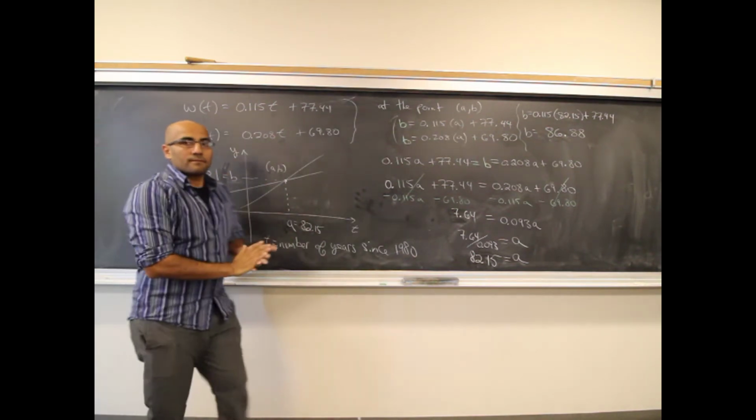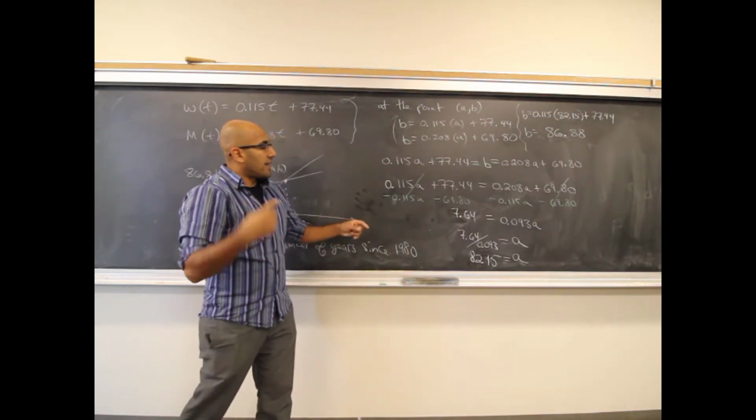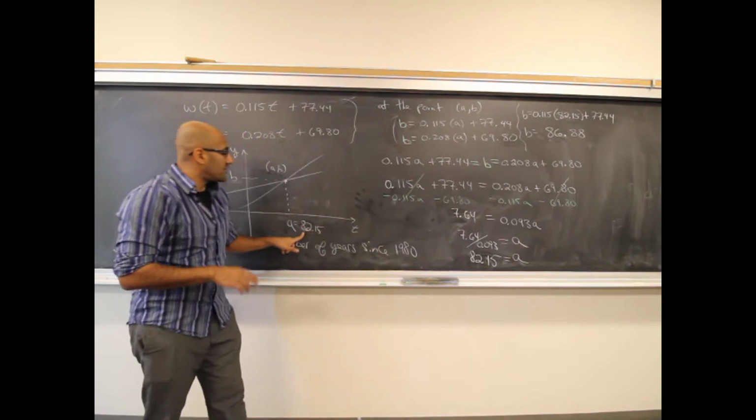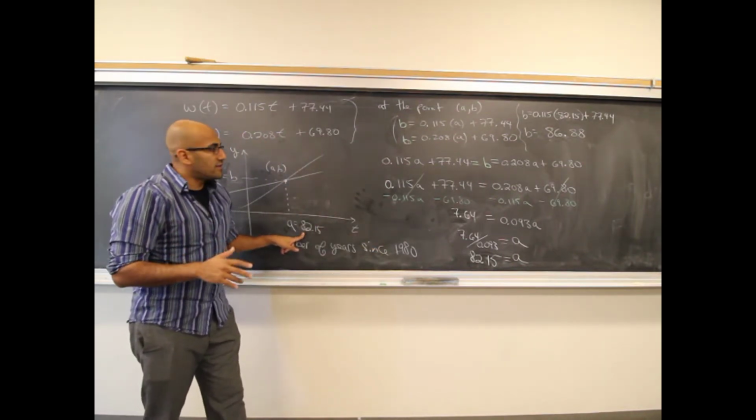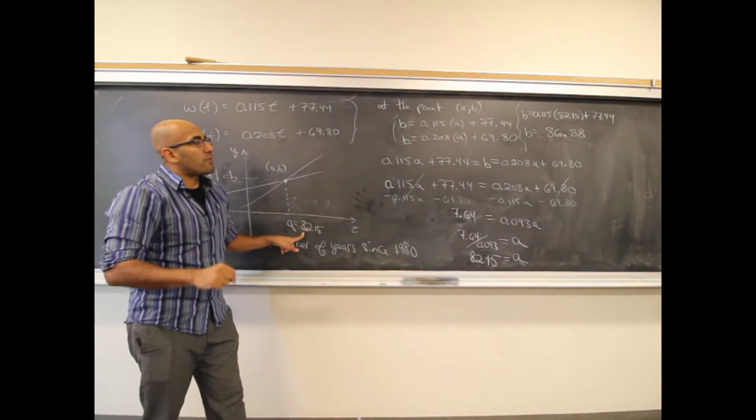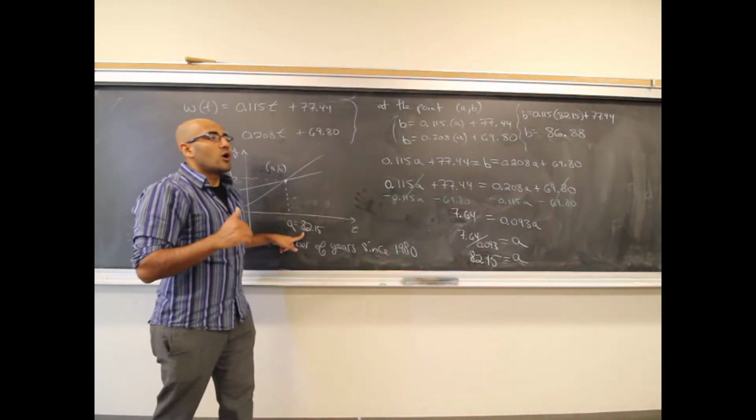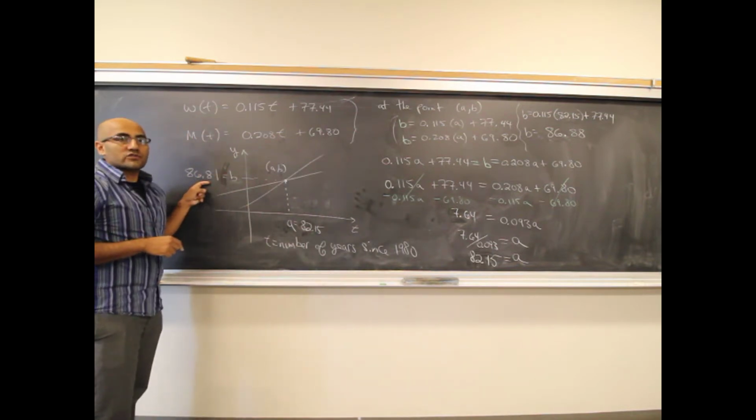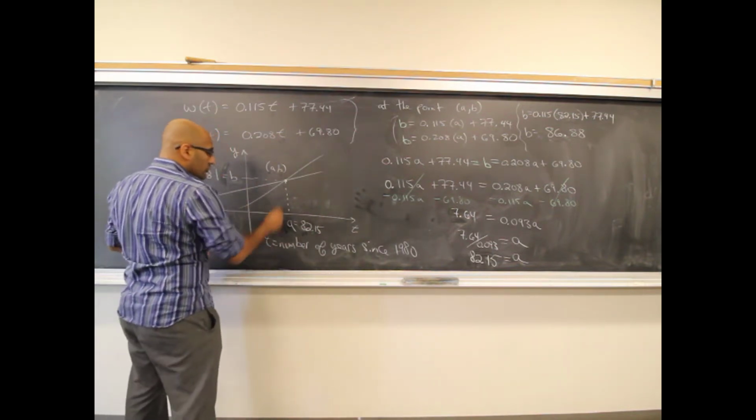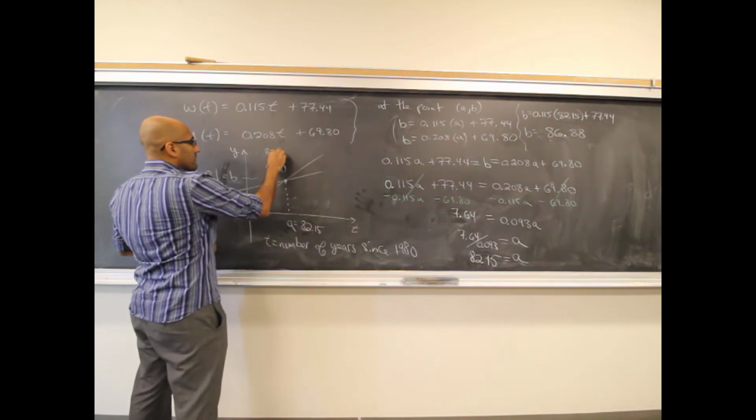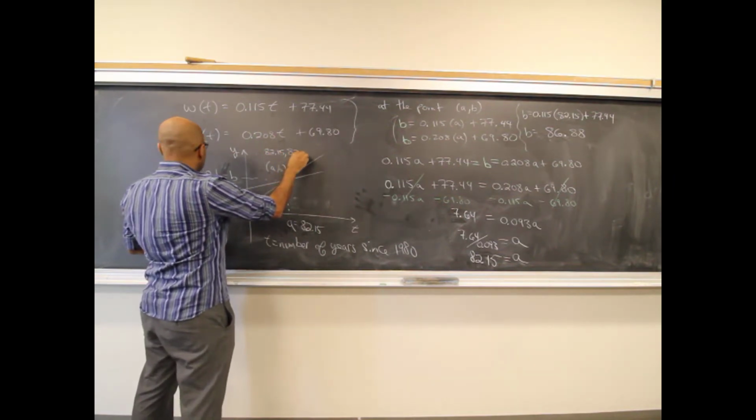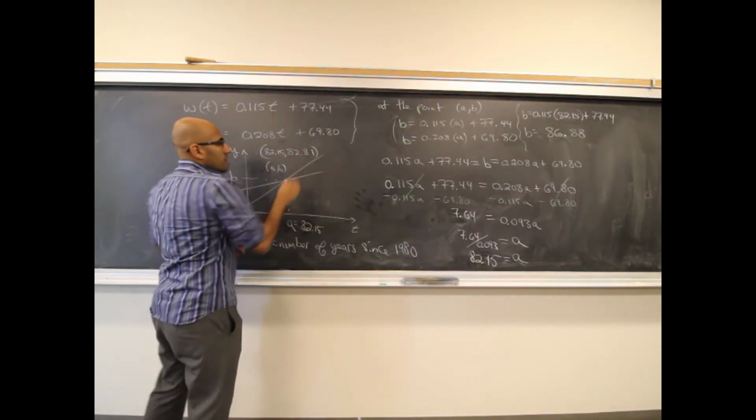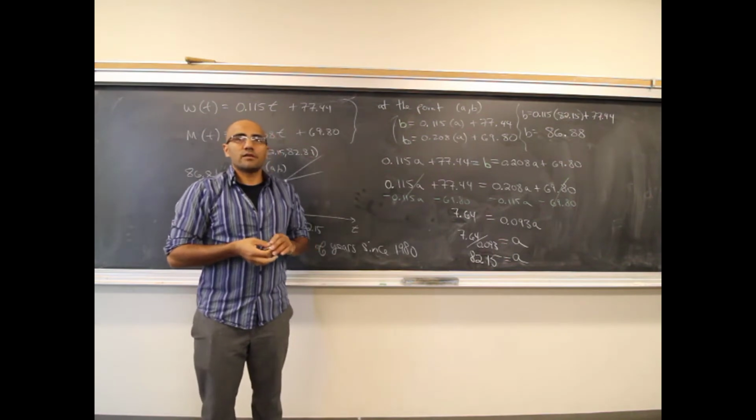86.81. Good. So we're getting that a baby born 82 years after 1980, that would be the year 2062. In the year 2062, we expect that both male and female babies born that year will have the same life expectancy of 86.81 years. Right? That's what we're getting. This is the ordered pair, 82.15, comma, 86.81. Good? Any questions? Any questions?